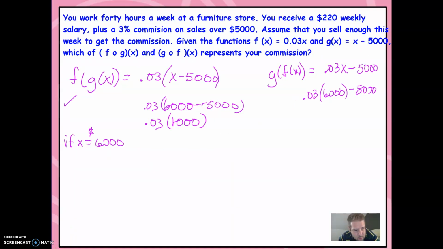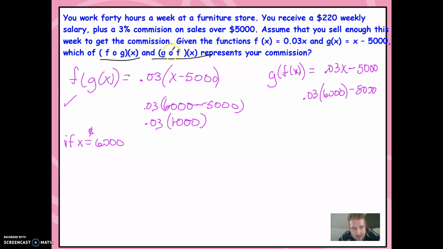So now we're getting into this question, where you're being told that you're getting a 3% commission on any sales that you have over $5,000. You're going to receive $220 weekly, and assume that you're selling enough a week to get the commission. So assuming that, we have f of x is 0.03x and g of x is x minus 5,000. We're trying to figure out which one of these two answers represents your commission.